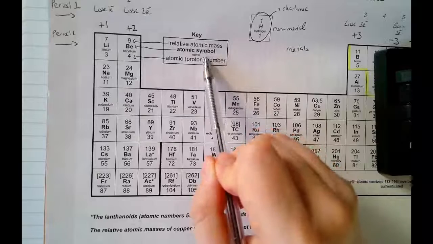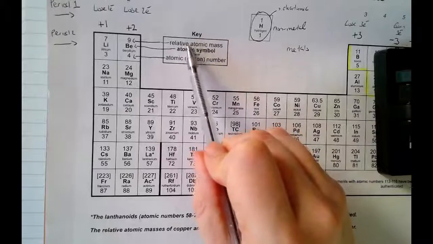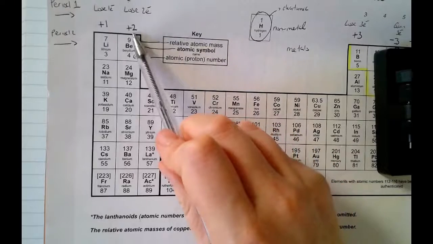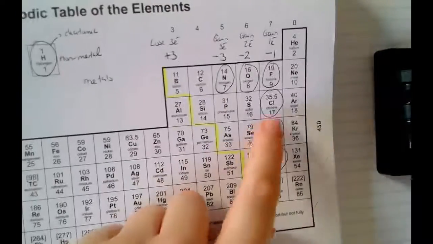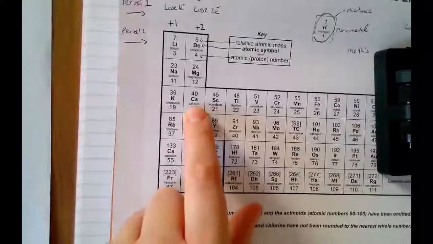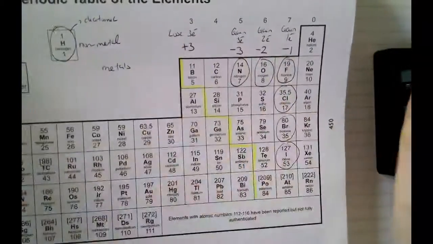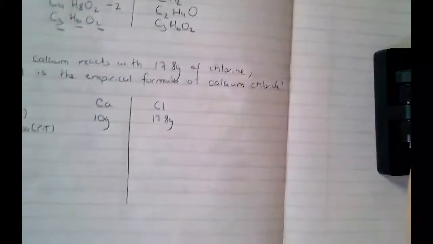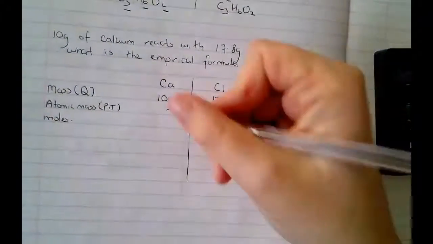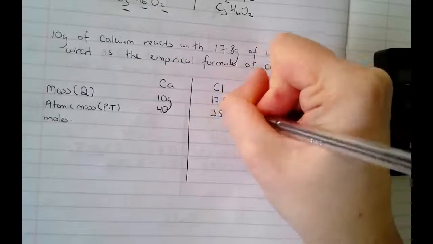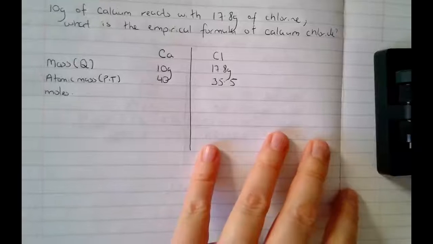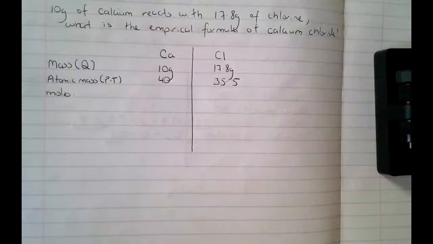You're given this in your GCSEs, and it tells you that the top number is the relative atomic mass. So for calcium, the top number is 40. For chlorine, the top number is 35.5. So I'm going to fill those two numbers into my table: 40 for calcium, 35.5 for chlorine. Often the question will give you that information as well, but if it doesn't, you go to the periodic table and take the top number.